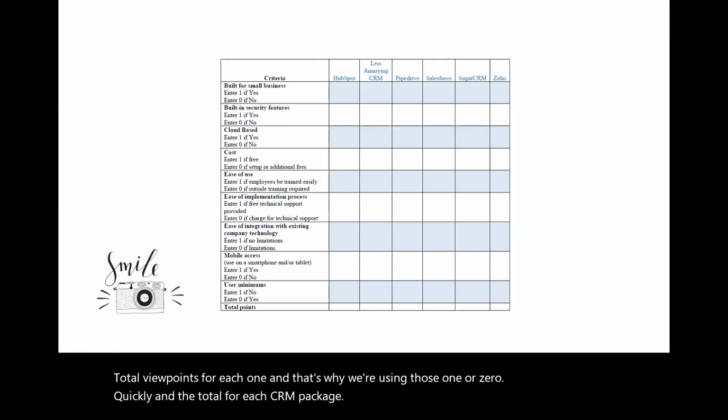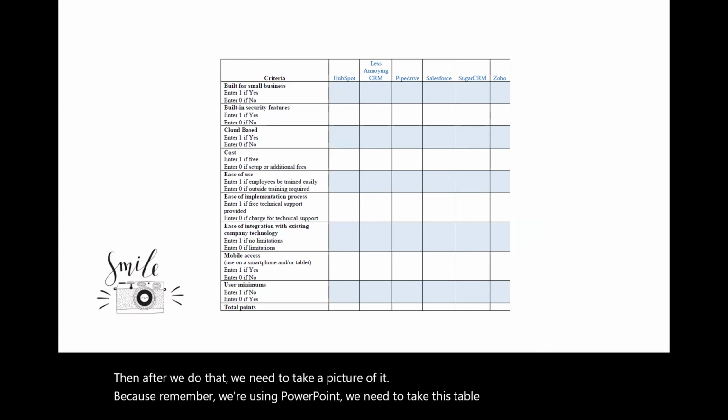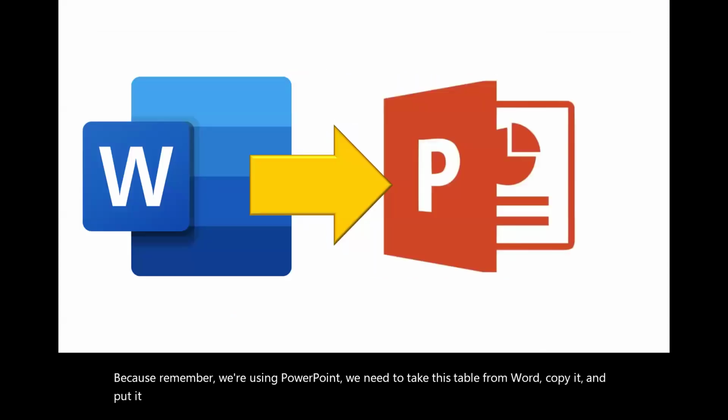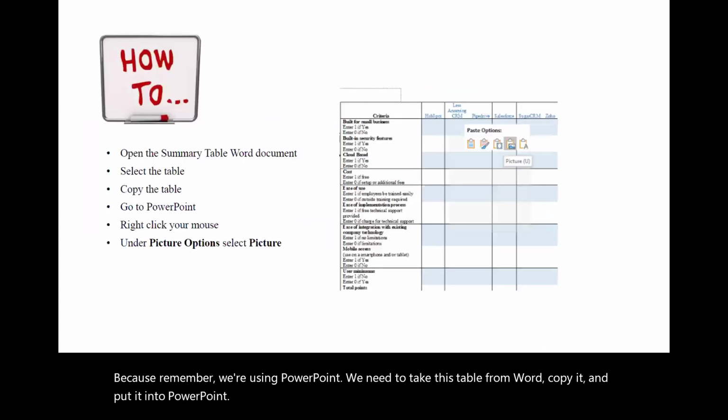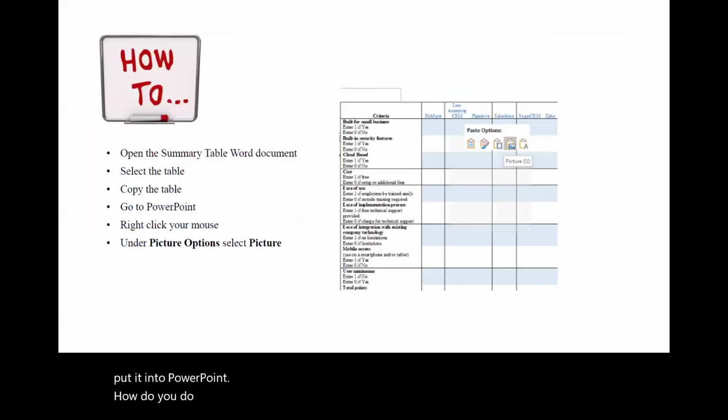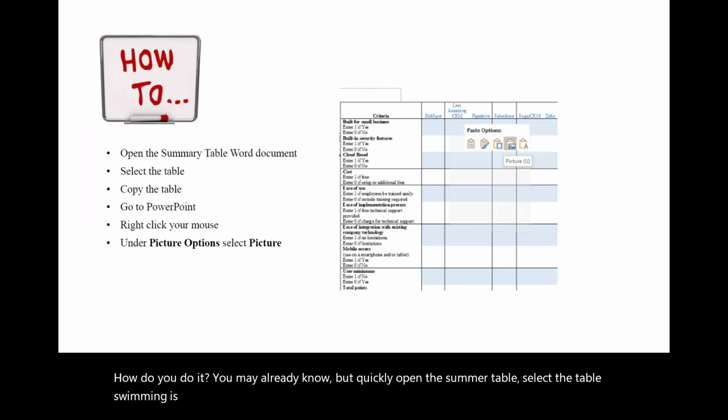Then after we do that, we need to take a picture of it. Because remember, we're using PowerPoint. We need to take this table from Word, copy it, and put it into PowerPoint. How do you do it? You might already know, but quickly open the summary table, select the table, assuming it's already completed, copy the table, go to PowerPoint, right-click your mouse, and under Picture Options, select Picture.